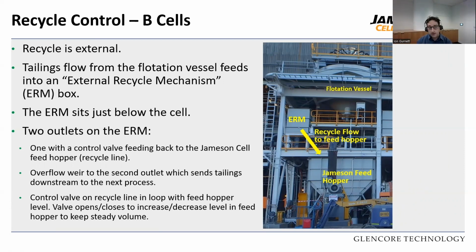There are two outlets on the OHM. We have one with a control valve, which controls how much you're sending back to the feed pump box, and the overflow weir, which sends it to tailings. We try to maintain that steady volume, which is one of the key operating principles of the cell.